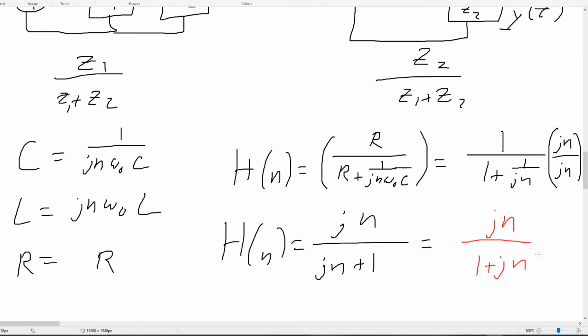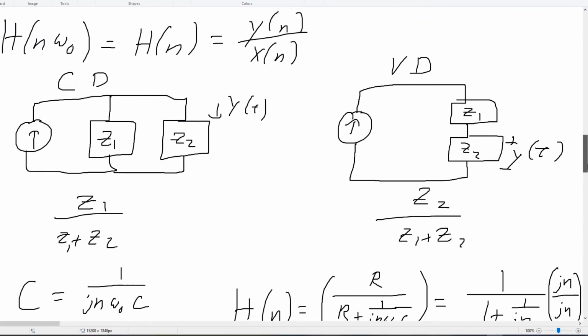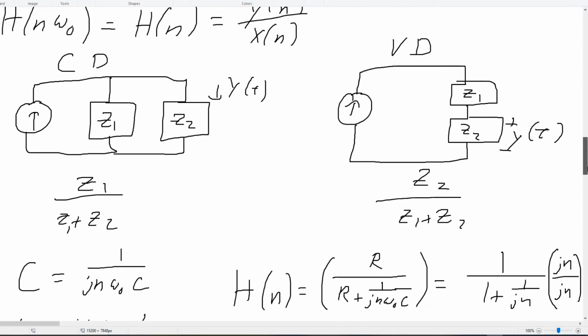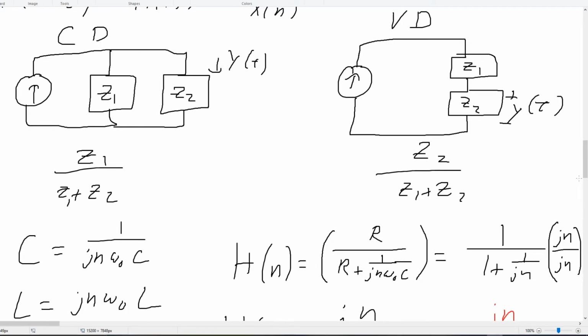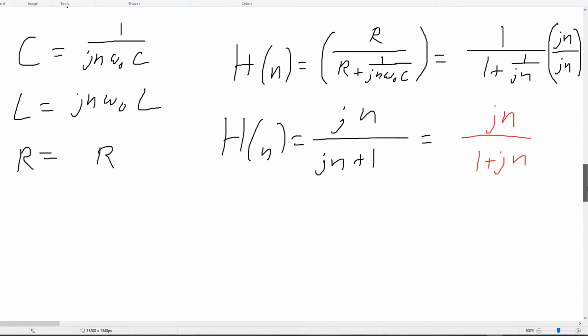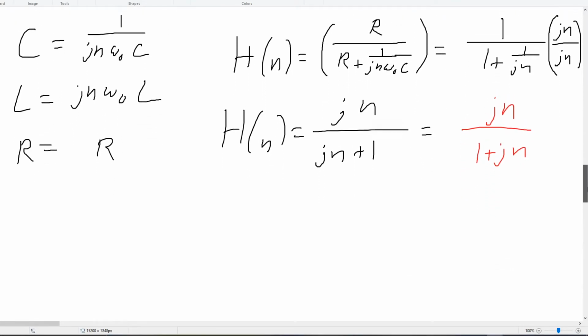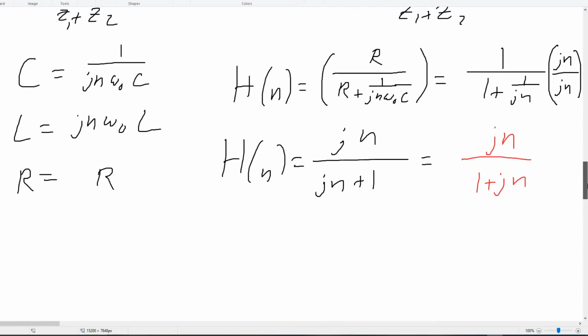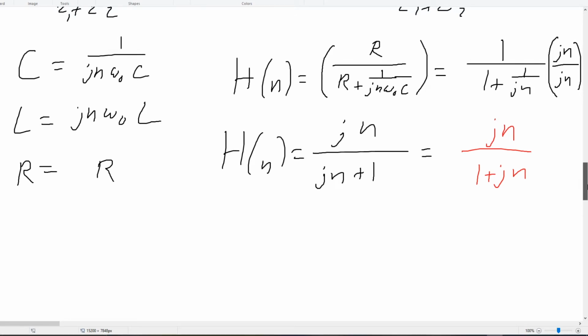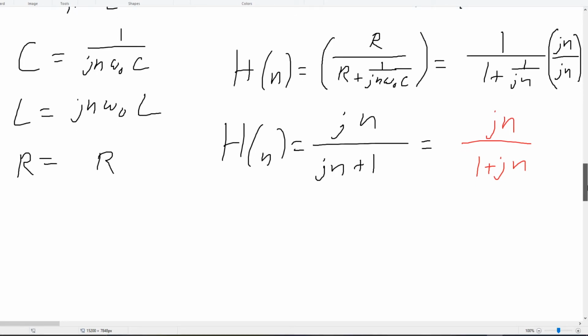So it's a little bit more complicated trying to remember all of this. Current divider, voltage divider, but you should be able to remember that from circuits, right? Just remember Z1 over Z1 plus Z2 for current divider, and for voltage divider, Z2 over Z1 plus Z2. Anyway, so now we have Hn. And then we have to do the absolute value of Hn. This one isn't too hard.